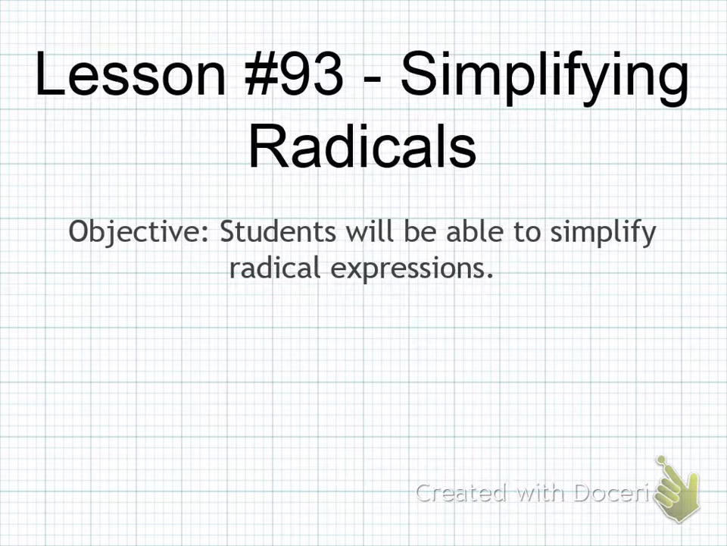Alright, today's lesson is lesson number 93. We're going to be talking about simplifying radicals. Radicals, remember, are just square roots. We've done this before a couple of times actually, but I just want to really make sure that we know how to do this so that we're ready to move on to geometry. So let's go ahead and get started.